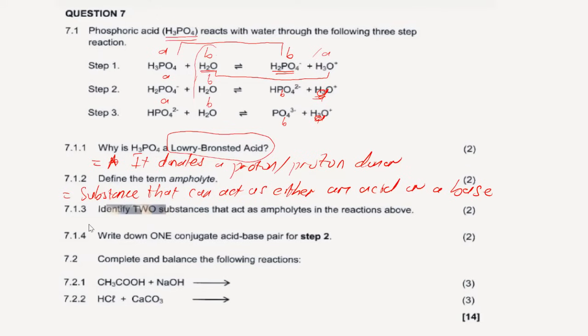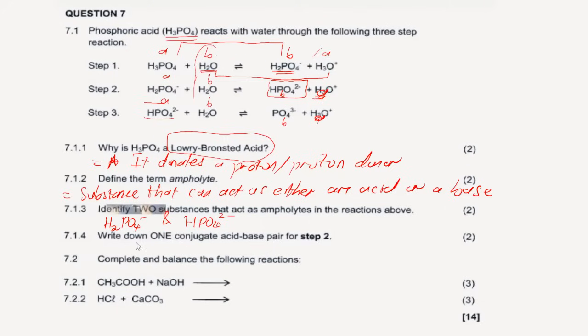Again, the first one that we have is H2PO4 minus, and again here, look at this one, HPO4 2 minus. In this reaction here, in step number 2, it acts as a base, but then in step number 3, this reaction here, we can see that it acts as an acid, right? So in this case, we will say both these substances are ampholytes. So you have your 2 marks again.